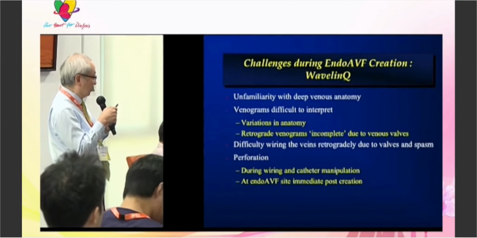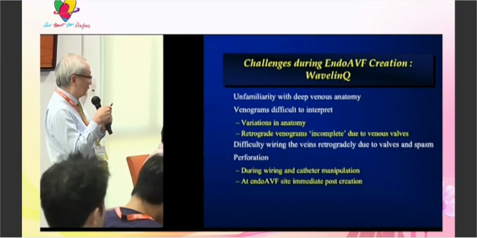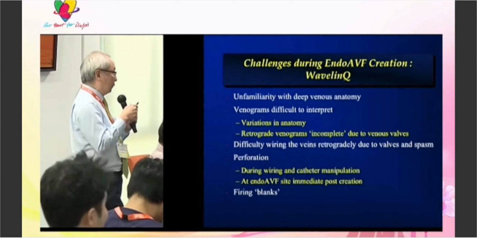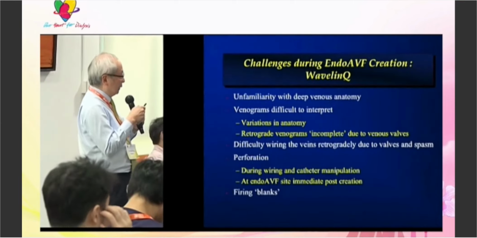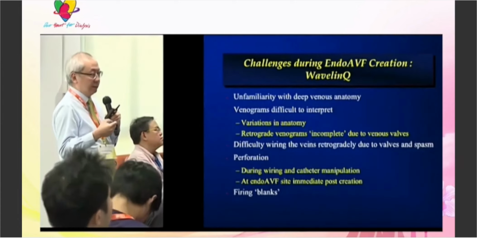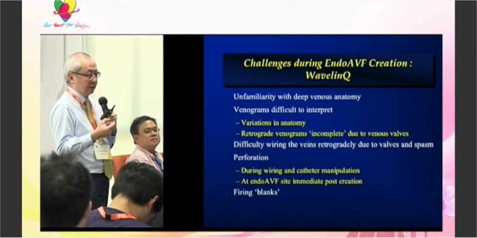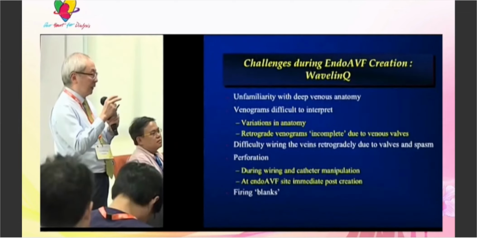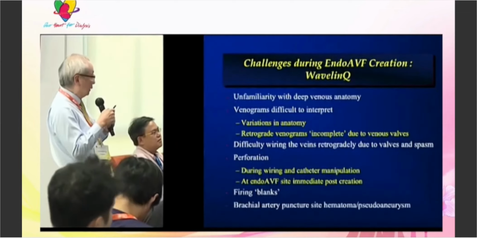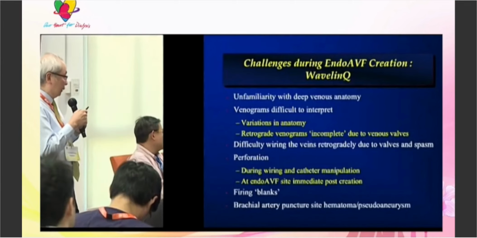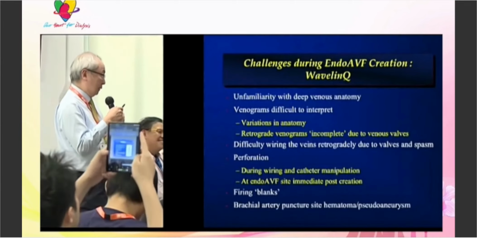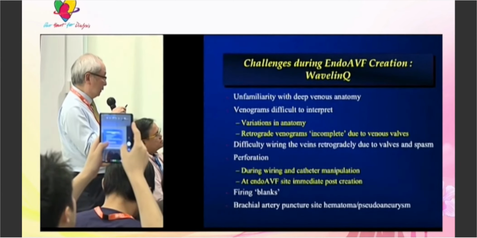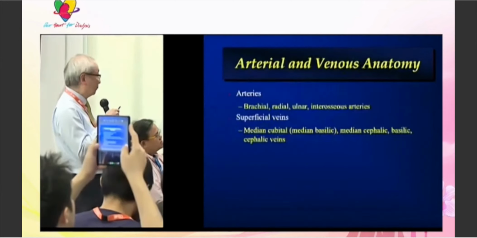I'll show you a spectacular rupture later on. Fortunately, most of these are quite benign. The other problem peculiar with WavelinQ is firing blanks, meaning when you fire, but the AVF is not created. That largely has to do with the alignment of the square magnet that I showed you earlier. And then, of course, the brachial artery puncture often has difficulty with hemostasis and can lead to hematoma or pseudoaneurysm.